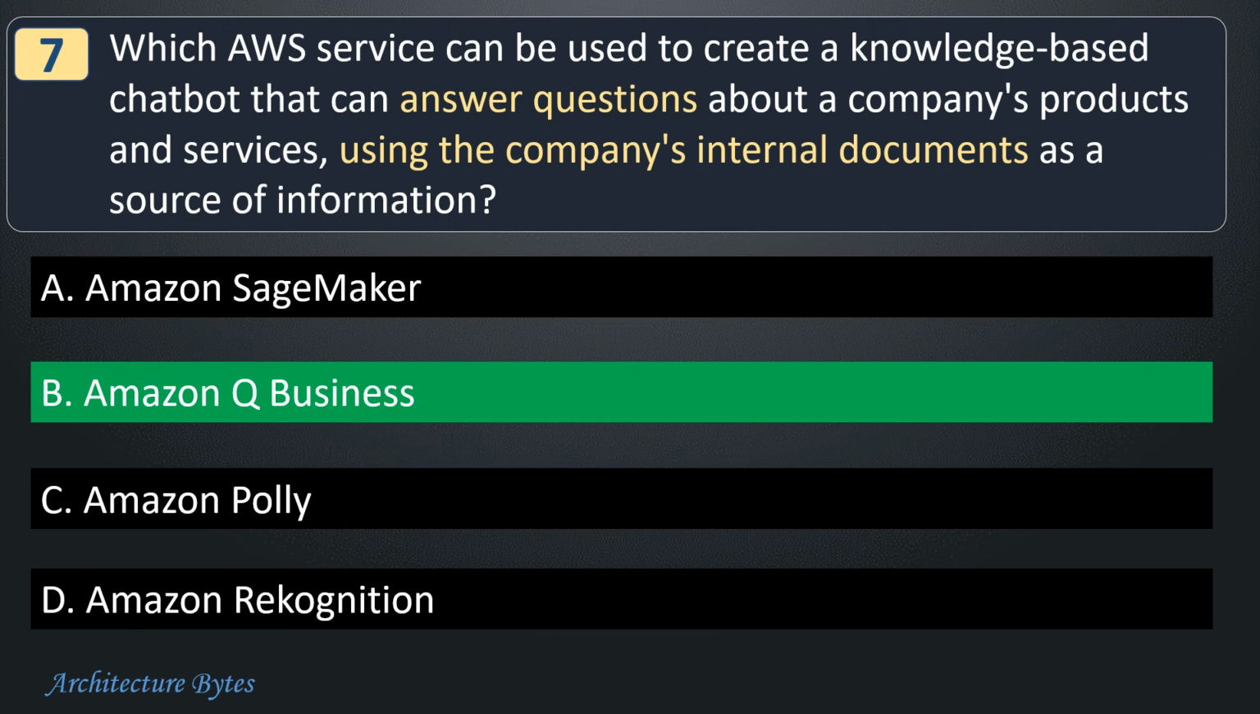It allows businesses to create intelligent chatbots and search interfaces that can answer questions based on their enterprise documents and data. SageMaker is a managed platform for building, training, and deploying machine learning models. Amazon Polly is a text-to-speech service that converts text into natural-sounding speech. Rekognition is a deep learning-based image and video analysis service.